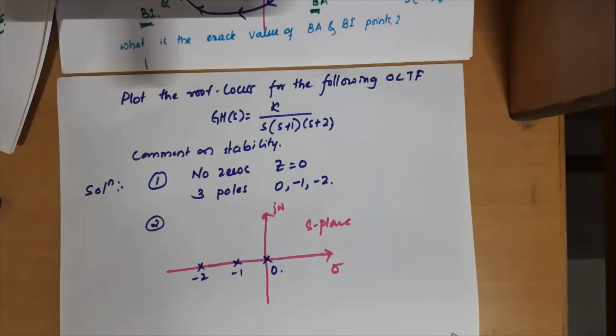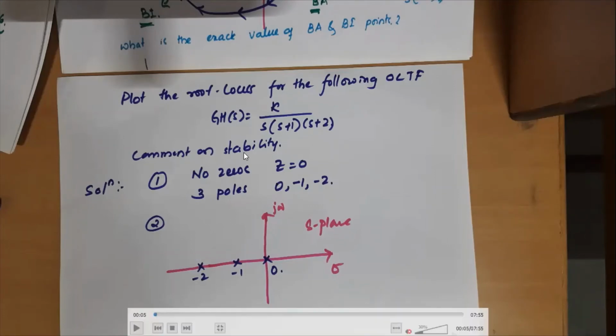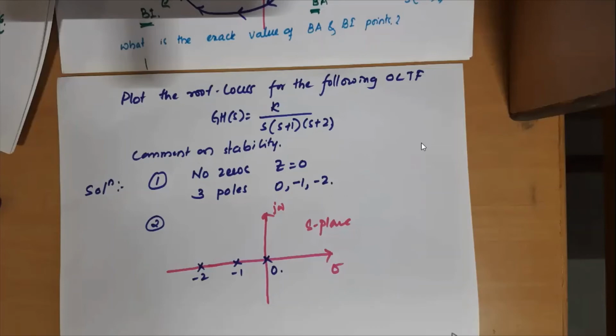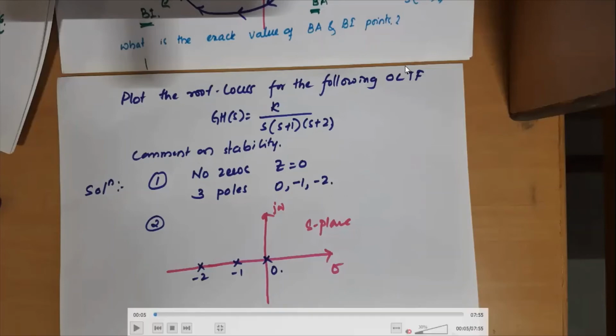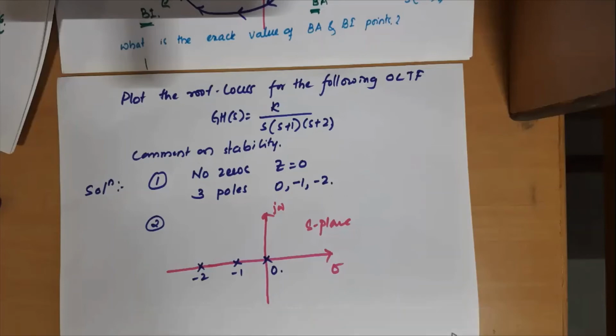So look at this numerical carefully. What is the question? Plot the root locus for the following open loop transfer function and comment on the stability. The question will be given only this much, but I suggest you to add 2-3 words: comment on the stability of closed loop system. Given open loop transfer function, it is asked to check the closed loop stability of the system.